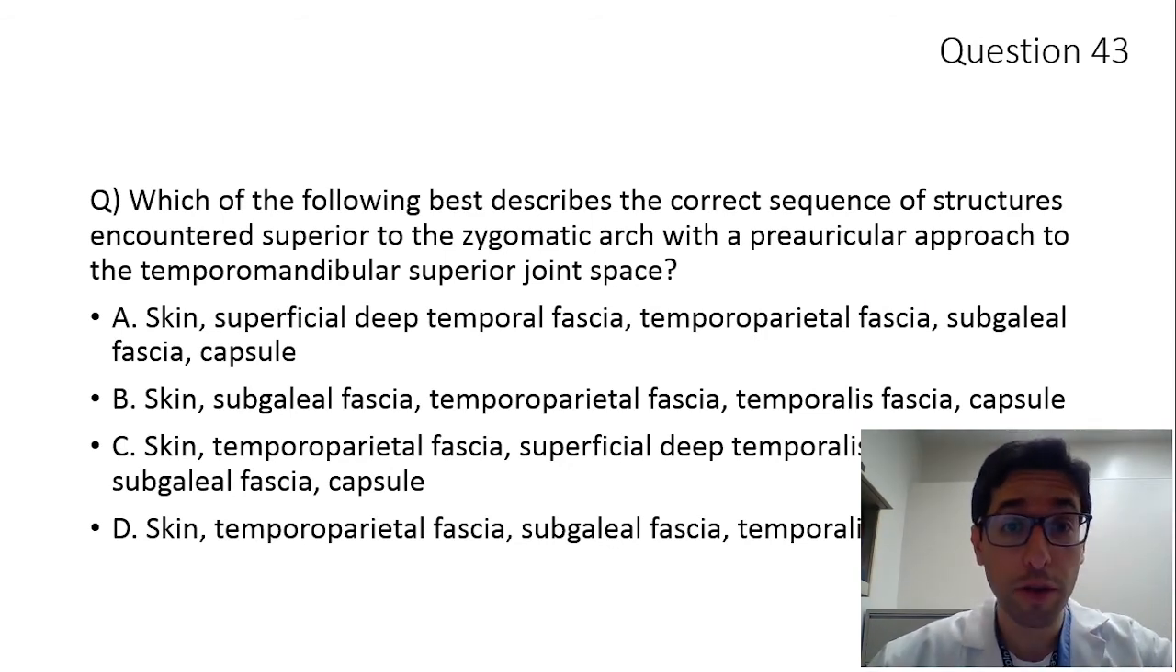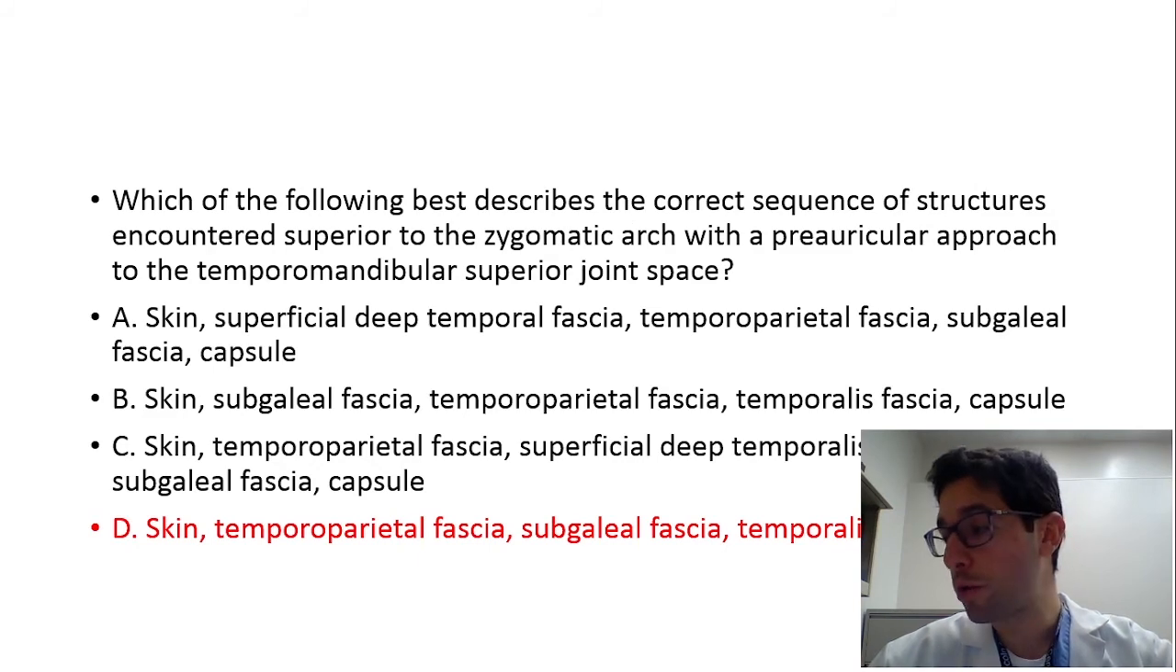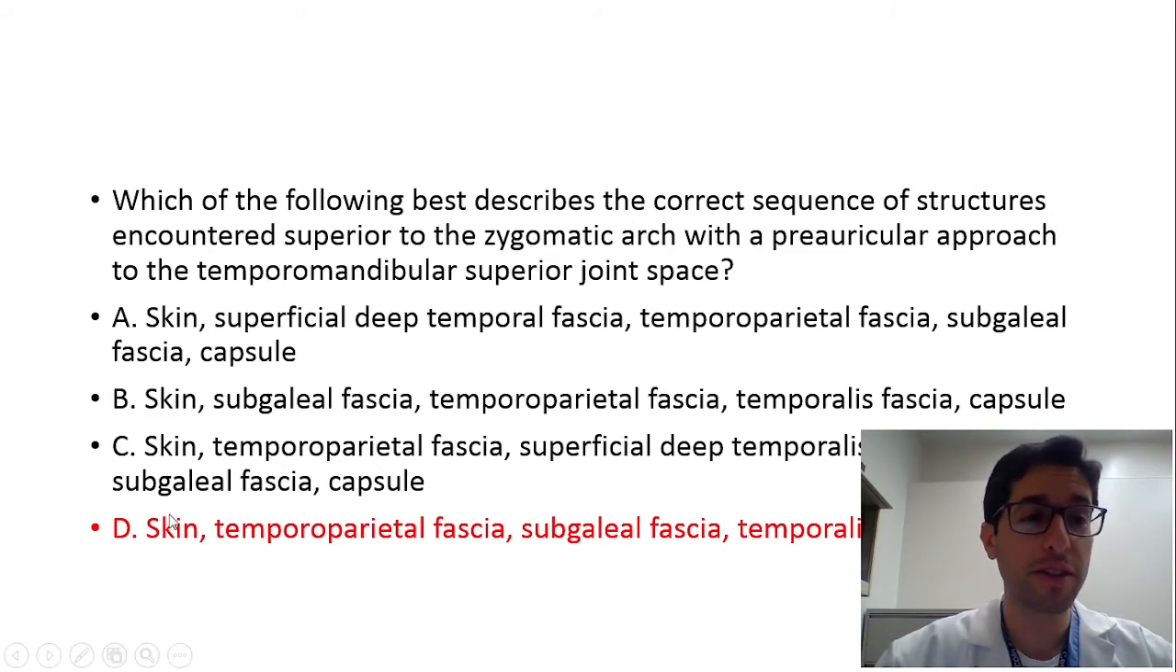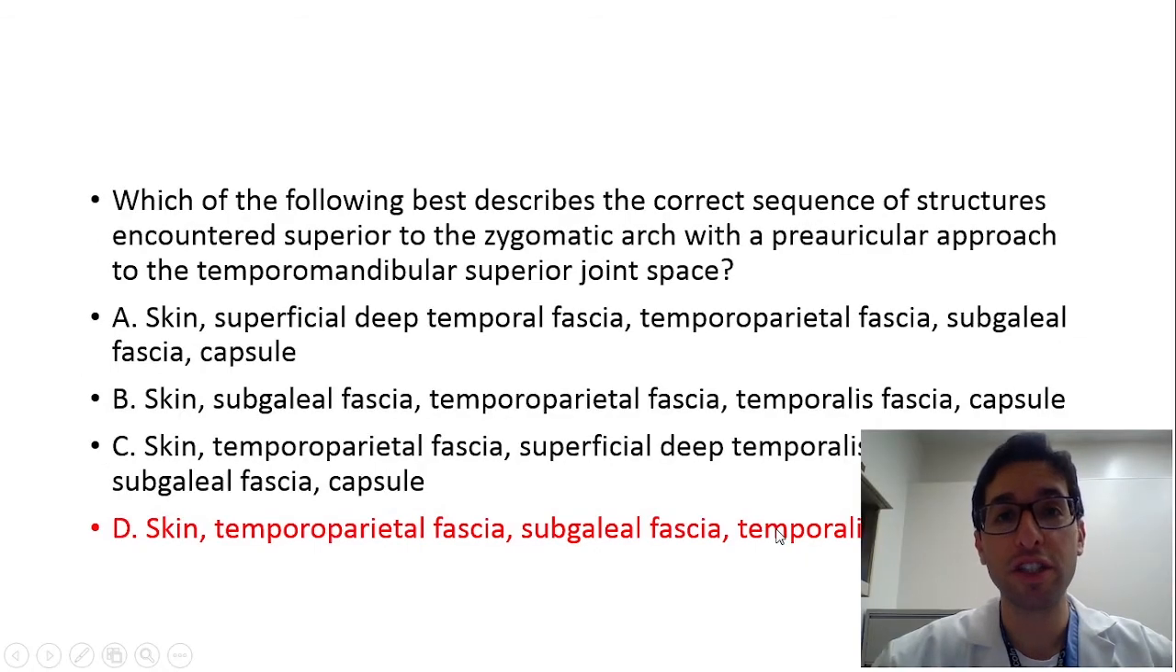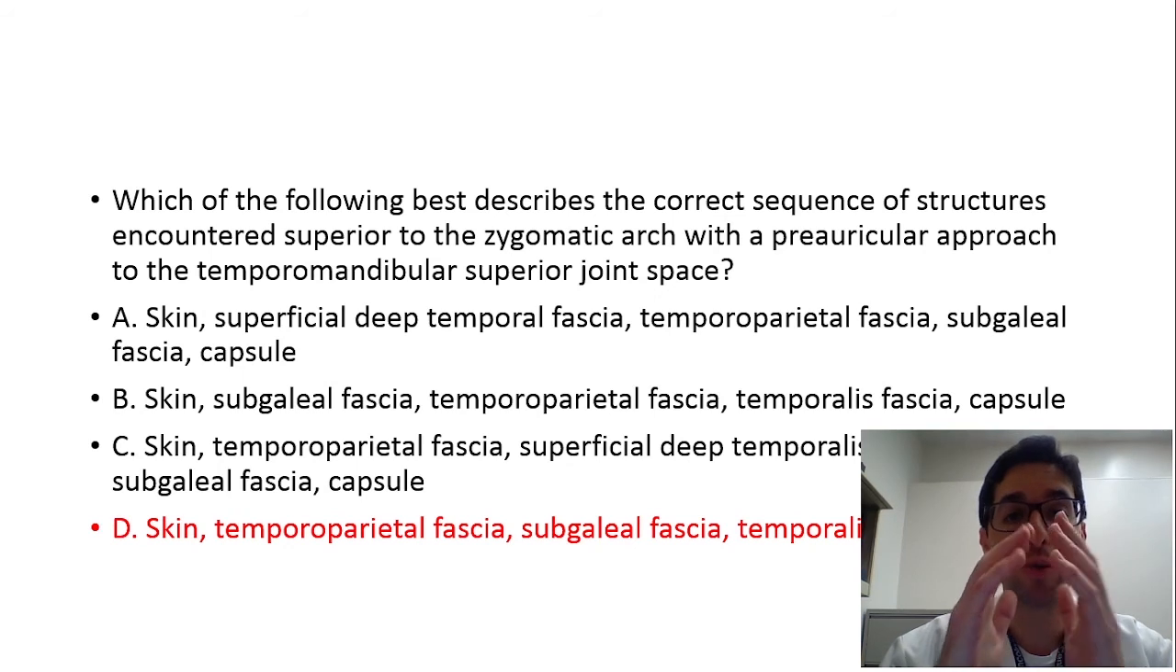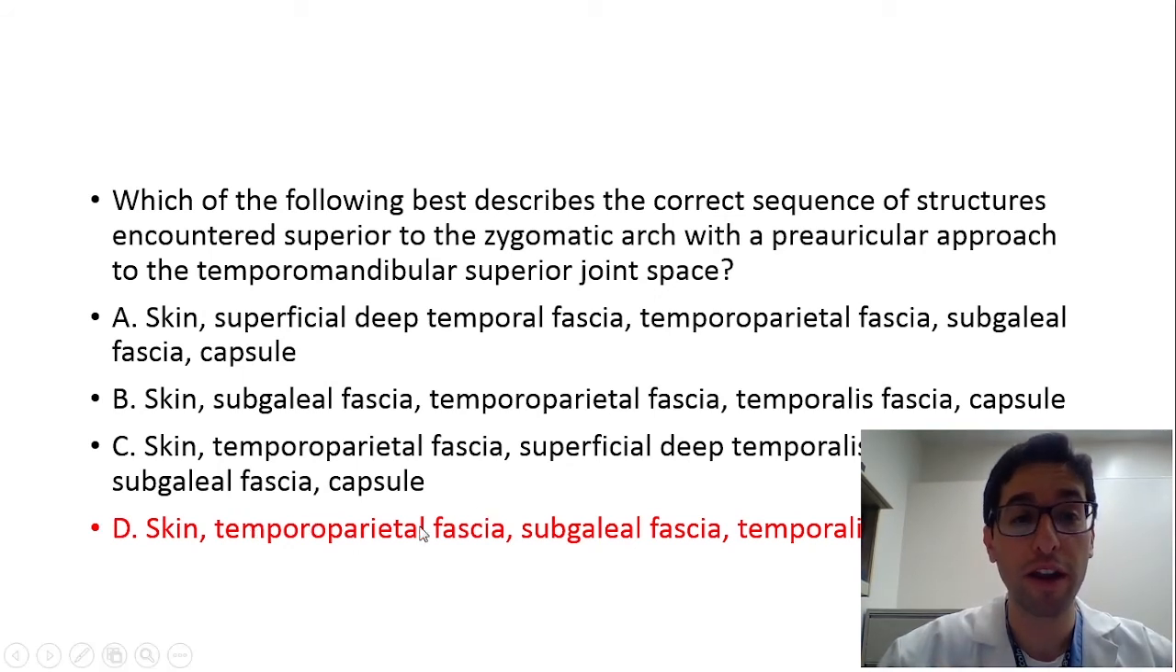Question 43. Very important. You have to know the planes. So what is the correct sequence of structures encountered? When you do a preauricular approach, what do you expect? Well, this is very important. We're going to go through these planes. You're going to get skin first. Okay, that was obvious. And you're going to get capsule last. Okay, that was also obvious. And then you have to know in between these, this is the first fascial plane. The temporoparietal fascia is the first fascial plane. The temporalis fascia is the deeper plane. The way I remember that is the temporalis fascia is directly on top of the temporalis muscle, so it's deeper. So the first plane you get is temporoparietal fascia.